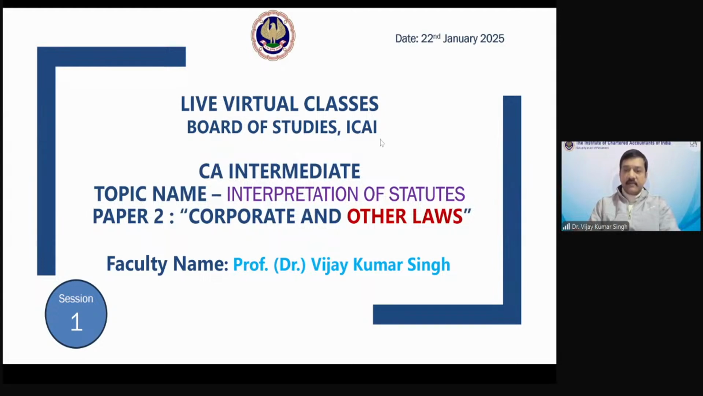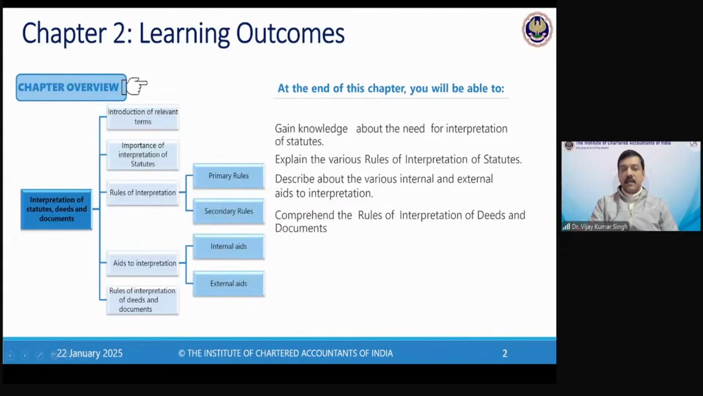Moving ahead, if we talk about the learning outcomes, you can see the learning outcomes is bifurcated into 2 major areas, as you can see here. The first top area is talking about rules, and the second one is talking about aids. So today we are going to cover all the rules, and in our next session, that is on 27th, we are going to cover internal aids and external aids.